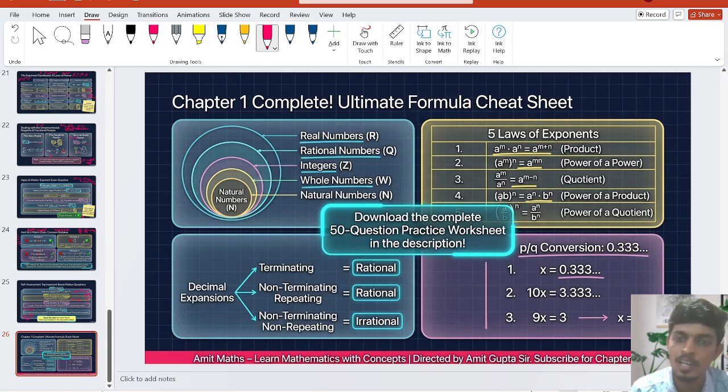The quotient rule. (a into b) to the power n is a to the power n into b to the power n, the power of a product. (a by b) to the power n is equal to a to the power n upon b to the power n, the power of a quotient. And p by q conversion: 0.33 bar, x equal to 1 by 3. Here decimal expansion: terminating is rational, non-terminating repeating is rational, non-terminating non-repeating is an irrational number. I hope it is clear to you.